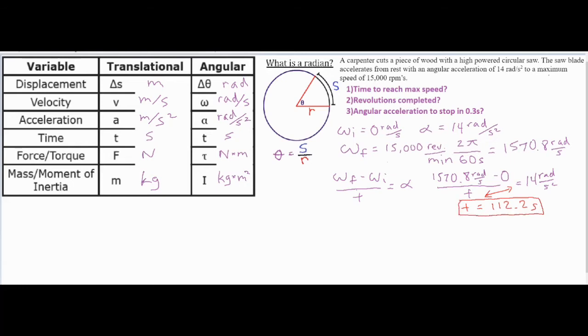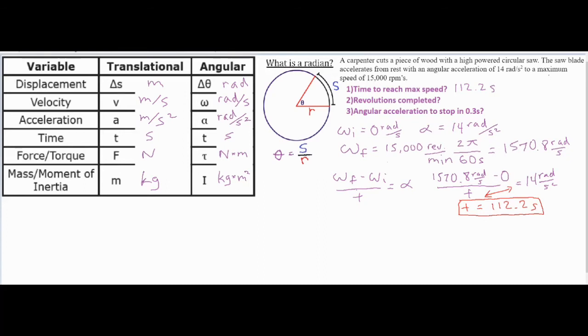All right, so I went ahead and plugged in all my variables. I have 1570.8 minus 0 over t equals 14. All I did is cross multiply the t and the 14, and I have a time of 112.2 seconds. So we have our first answer right over here.